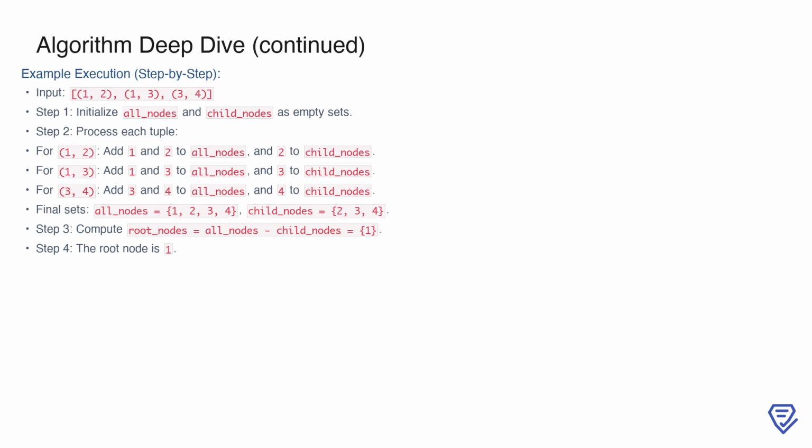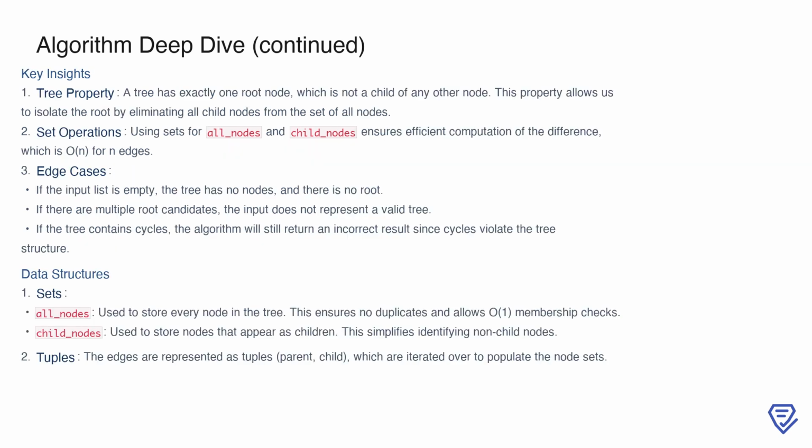To find the root, we compute the difference all_nodes minus child_nodes, which gives us {1}. Since this set contains exactly one node, we conclude that the root node is 1. This example highlights several key insights about the problem. First, the unique property of a tree is that it has exactly one root node, which is not a child of any other node. This property enables us to use set operations to isolate the root efficiently.